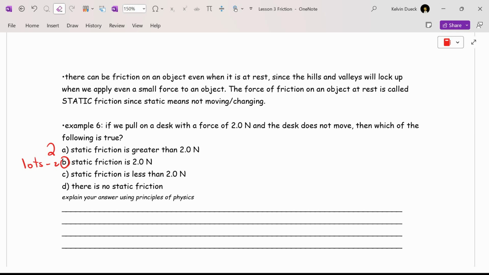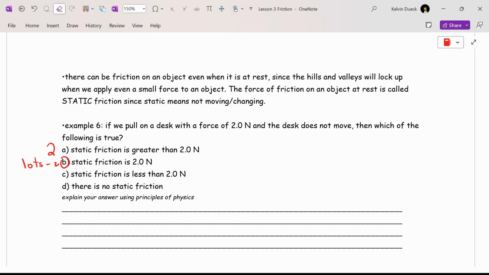In other words, if A was correct, it would suddenly, when I let go, have to be accelerating in the opposite direction. If C was correct, it would have to be accelerating towards me. If D was correct, well, that's like ice. It would absolutely accelerate towards me.